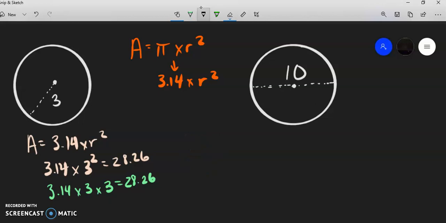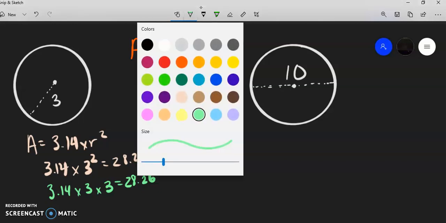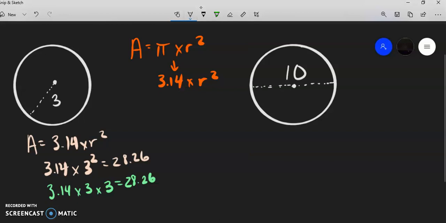And again, the area of a circle is the amount of space inside the circle. If we're talking about pizza, circumference would be the crust of the pizza, or the distance around the outside edge of the pizza. And area would be like the cheese, the amount of space inside the pizza. So two different measurements. For this next circle, we don't have the radius, we have the diameter.